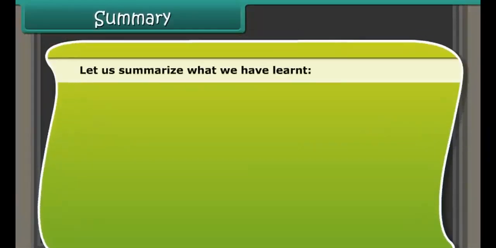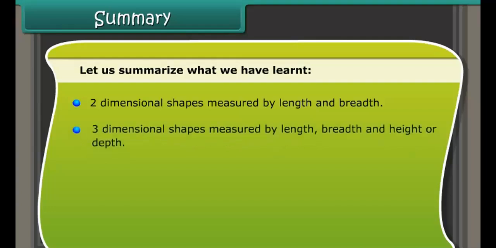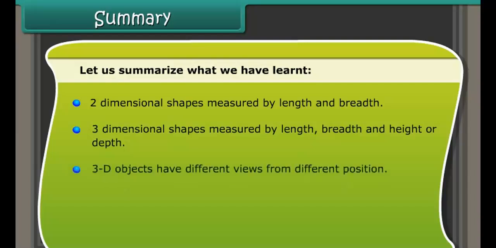Summary. Let us summarize what we have learned. 2-dimensional shapes are measured by length and breadth. 3-dimensional shapes are measured by length, breadth and height or depth. 3D objects have different views from different positions.